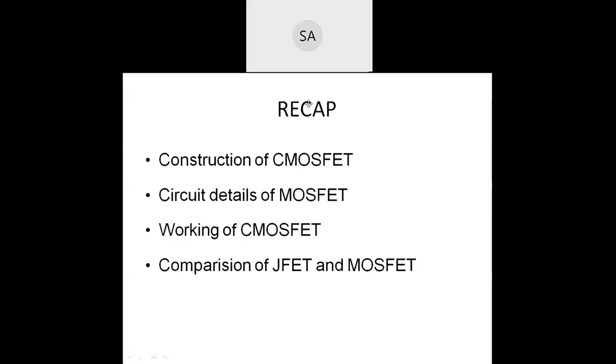In the circuit, the PMOS and NMOS are connected in series. The two gate terminals are connected together and the two drain terminals are connected together. The P-channel PMOS transistor source is connected to VDD and the N-channel source is connected to the ground. And then the working of CMOS.